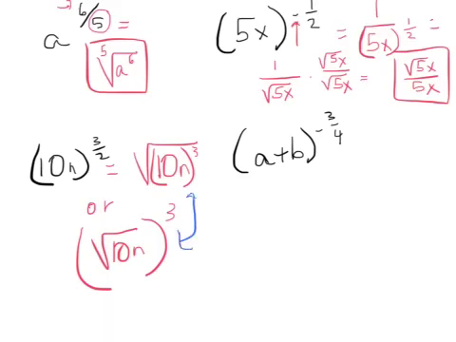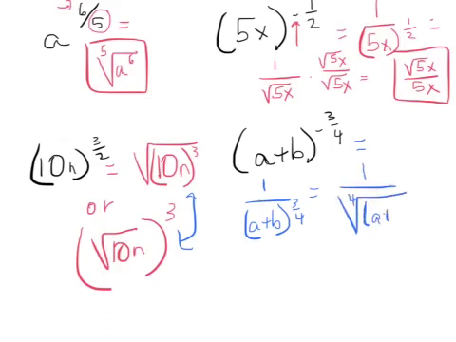Last one, or not the last one, the second to last one, I have a plus b to the 3/4, which means I'm going to have 1 over a plus b to the 3/4, which is going to be 1 over the 4th root of a plus b cubed. Now I want to rationalize this. I've already got 3 factors of a plus b. So all I have to multiply it by is the 4th root of one more factor of a plus b. 4th root of a plus b.